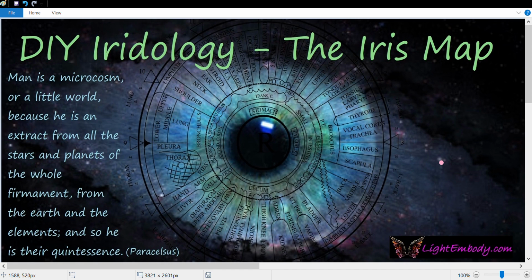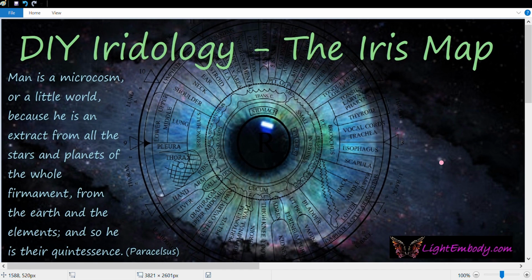So if you're just getting into this now, the first thing you're going to be doing is getting a good picture of your irises, and then you're going to be looking at constitution, and then you're going to go right into the mapping of the iris, which is what we're going to be covering today.